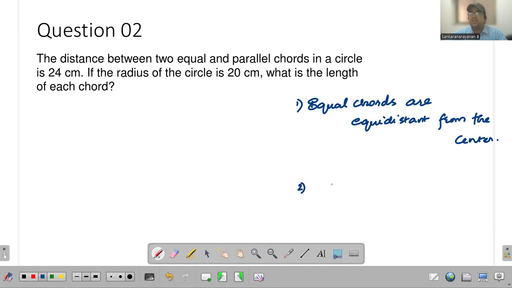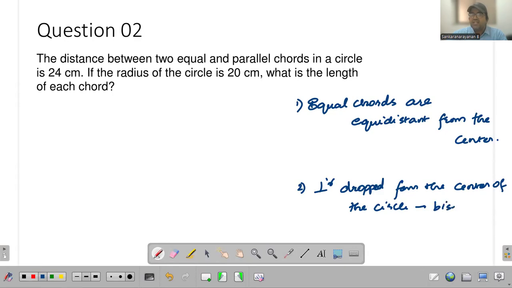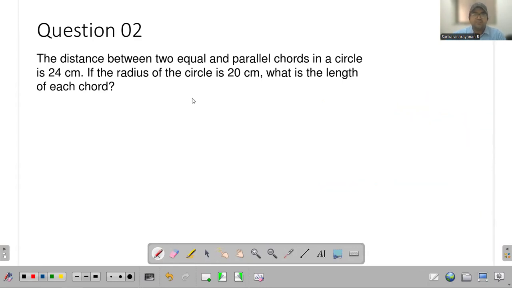The second point that you have to keep in mind is that the perpendicular dropped from the center of the circle will bisect the chord. This is another important result that you have to keep in mind while solving this question. So let's get started with the question.